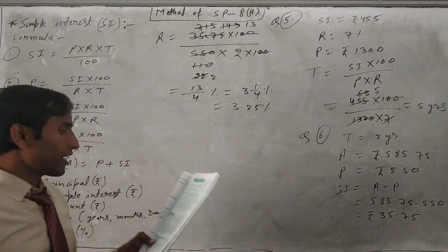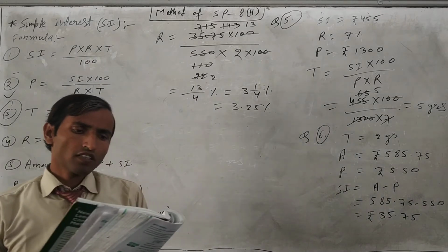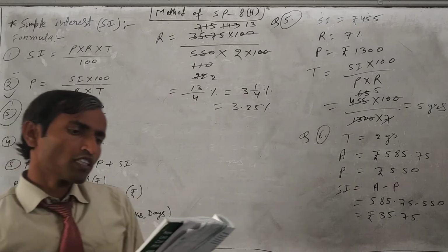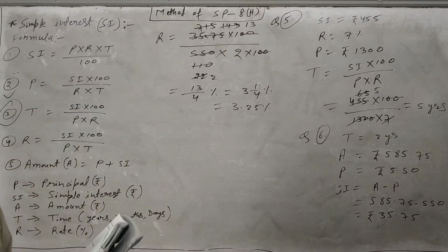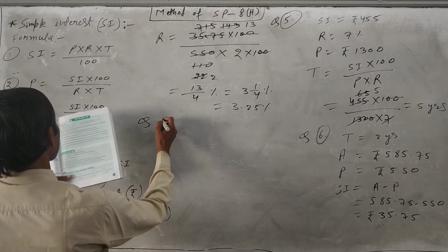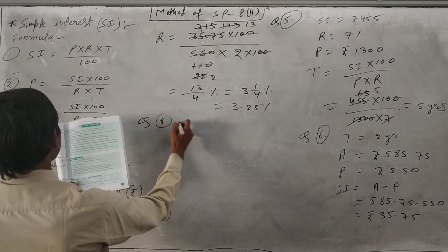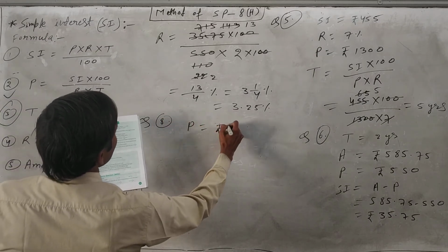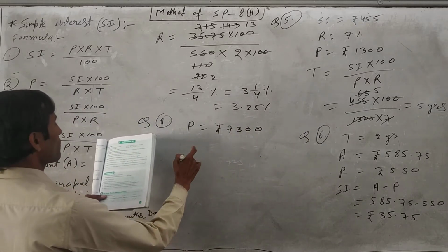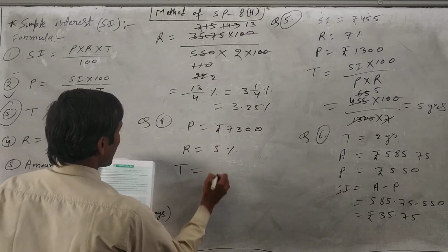In the question number 8, what is given here? Find the simple interest on rupees 7300 from 10 May 2017 to 10 September 2017 at rate percent is 5%. So in the question directly time is not given. We have to find time here. So in the question number 8, P is equal to rupees 7300. First of all, just write down principal. This one is the principal. Now R is equal to 5% and time is not given directly.